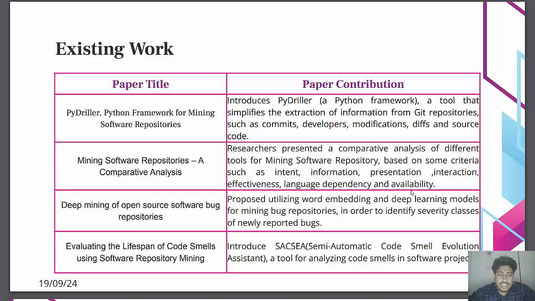And the third paper is Deep Mining of Open Source Software Bug Repositories. The contribution of this paper is that they proposed utilizing word embedding and deep learning models for mining bug repositories in order to identify severity classes of newly reported bugs. And the fourth paper is Evaluating the Lifespan of Code Smells using Software Repository Mining. It introduced a semi-automatic code smell evaluation assistant, a tool for analyzing code smells in software projects.